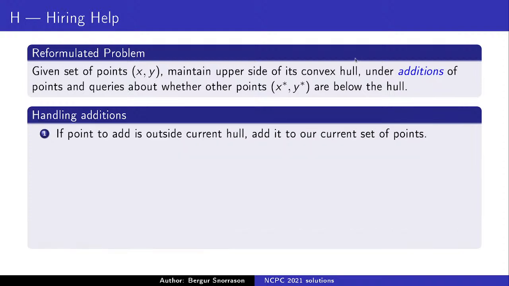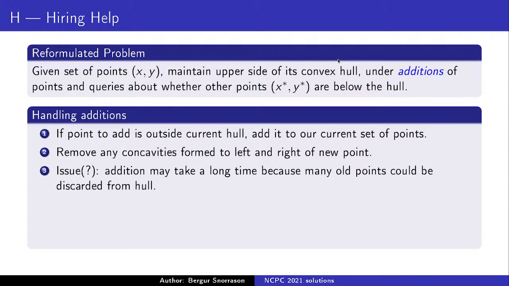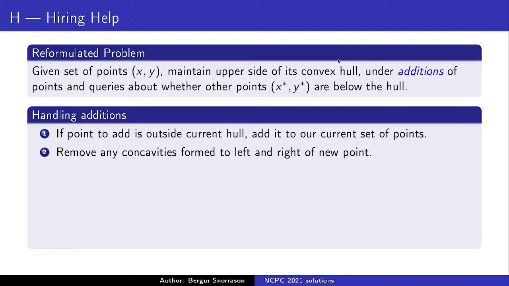So how to handle these additions? Here is one way of doing it. If the point that we want to add is outside the current hull, then we need to add it to our current set of points at the correct position, maintaining this sorted order. And then we have to remove basically any concavities that are formed to the left and to the right of a new point.